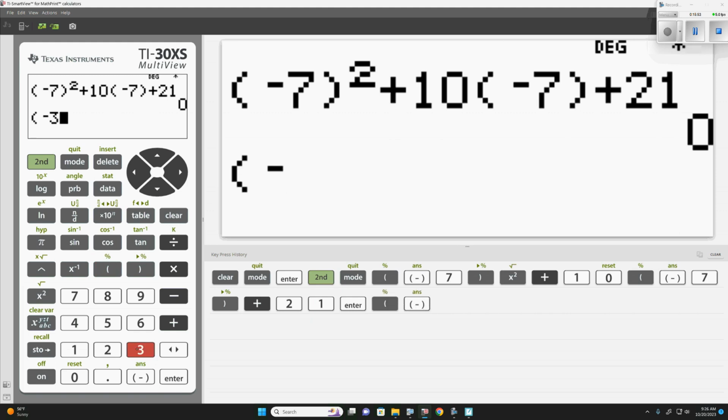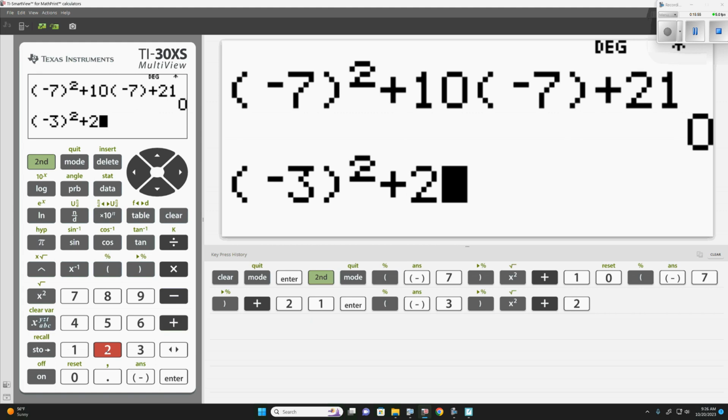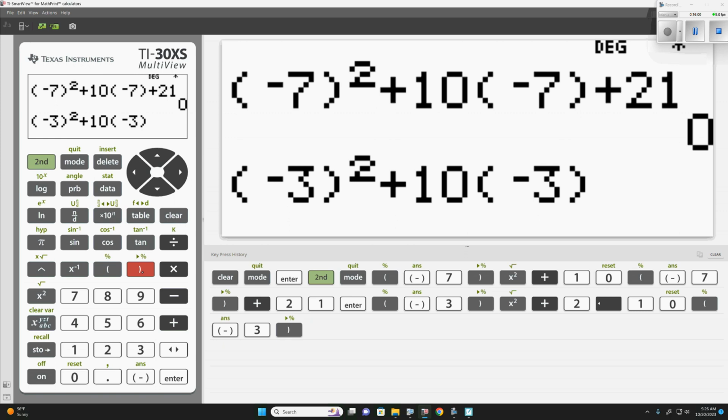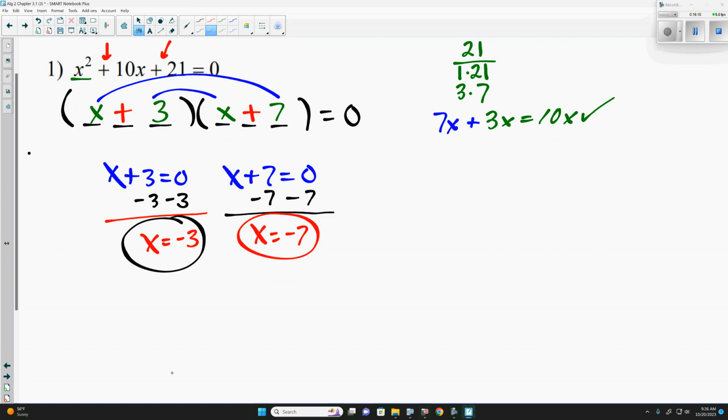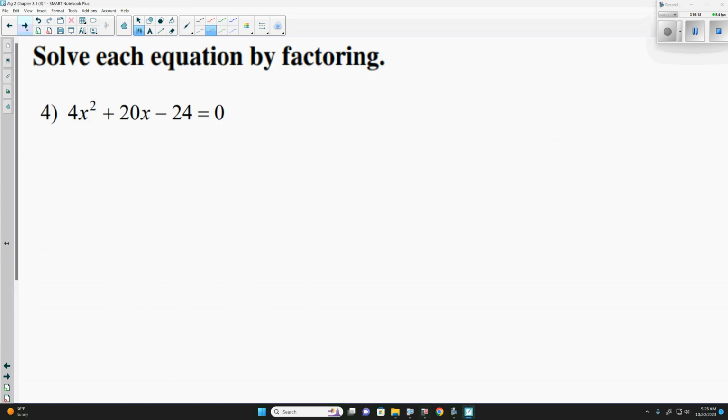I could do the same thing with negative 3. And we get 0. So those are the correct answers. Especially when doing the homework or solving these, if for some reason you solve it and the answers seem like something that shouldn't work or is not the correct answer, plug it back in, check it. Because if it does give you 0, then it is the correct answer. If it doesn't, then it's not.